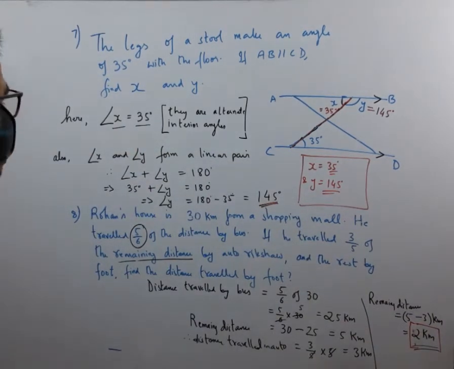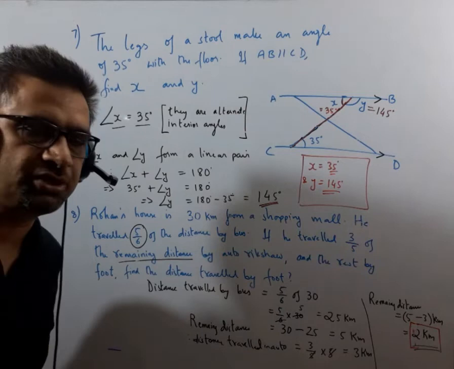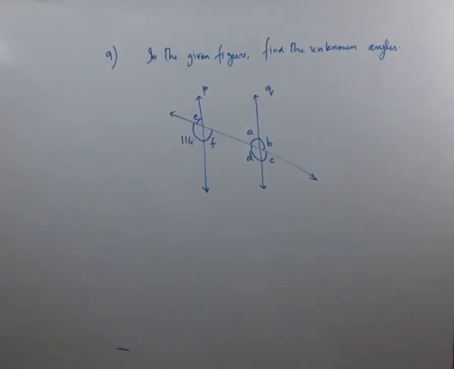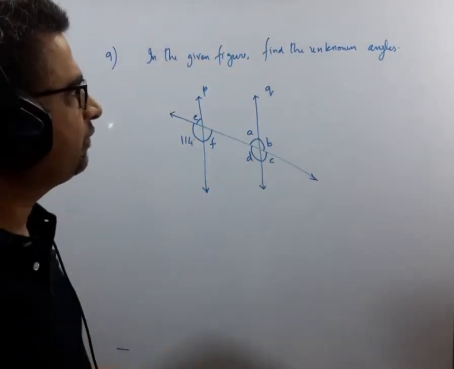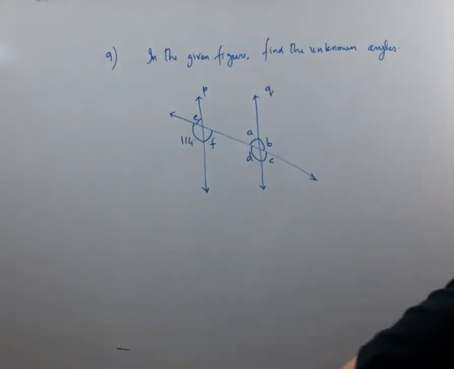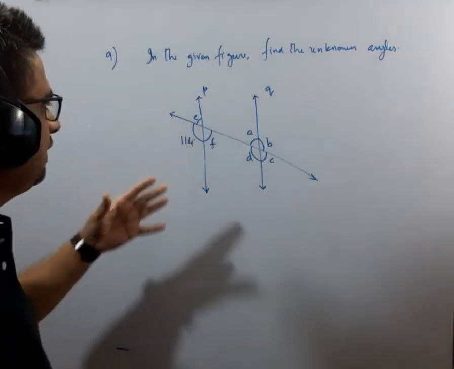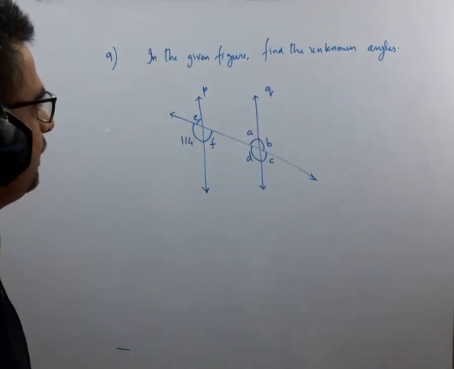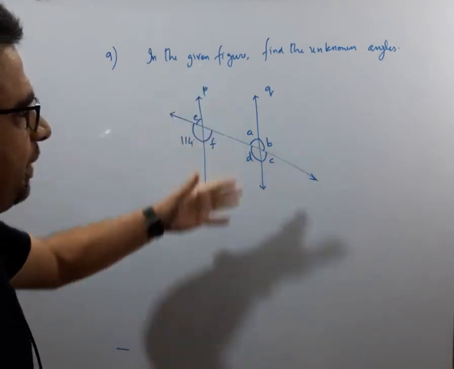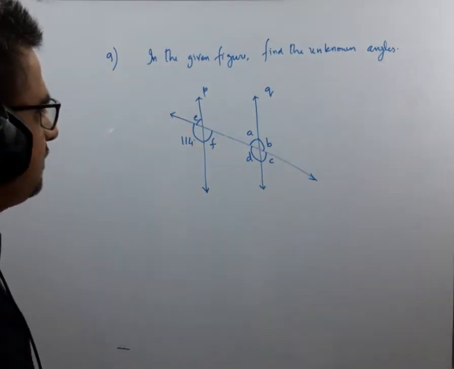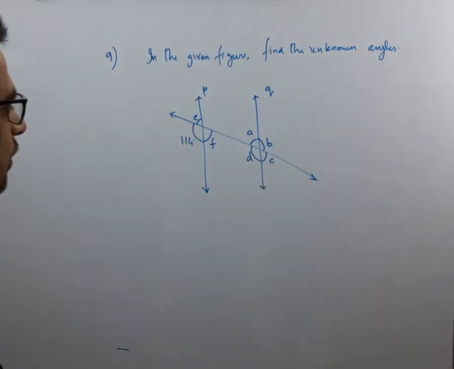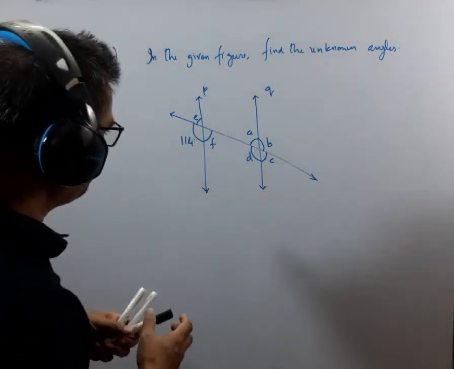So that ends question number 8. We have one more question to solve after this. Well, in the given figure, we have to find all the unknown angles. Let's see how. You can see that there's only one angle given, and as you can make out, P and Q are parallel lines, and it's cut by another line which we know is called a transversal.